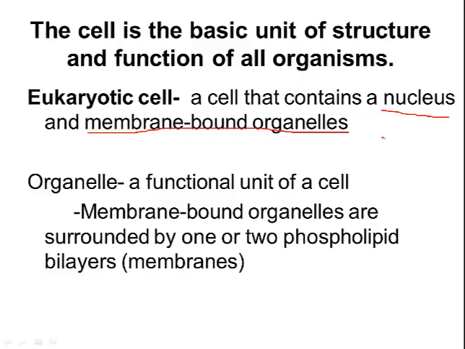Membrane-bound organelles, as I just said, means that they are surrounded by one or two phospholipid bilayers. So those ones are surrounded by these membranes. Our prokaryotic cells, the more simple ones, do not have membrane-bound organelles. Their organelles are much more simple.